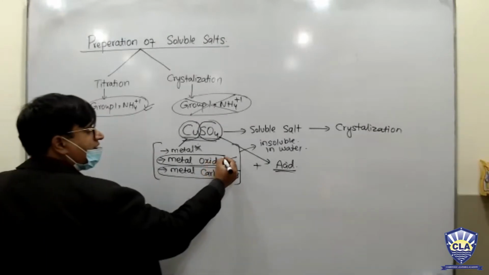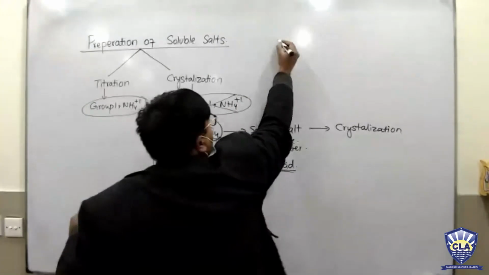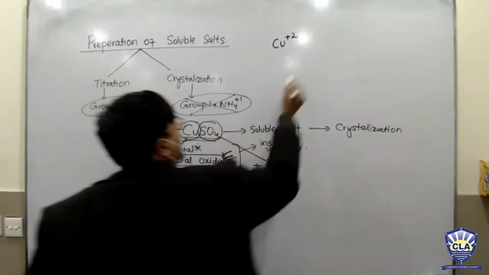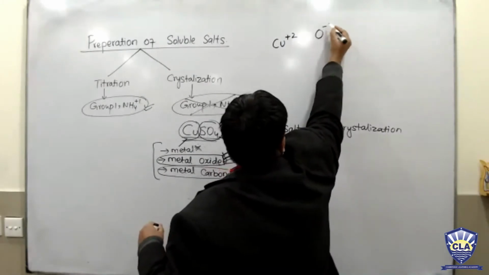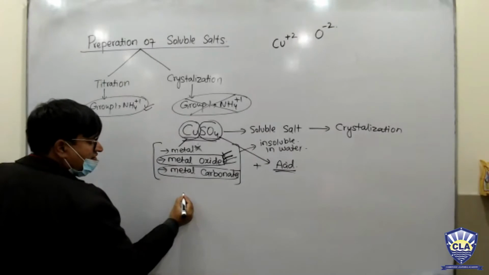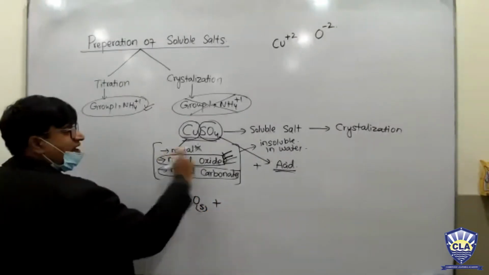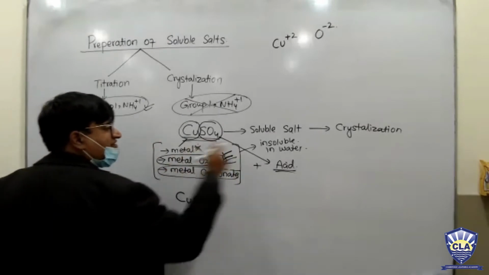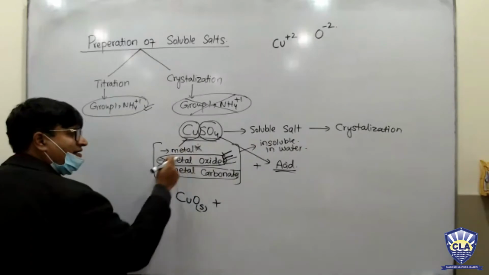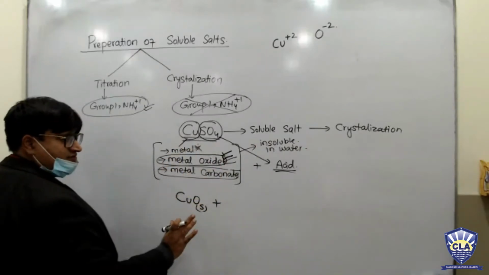So we are going to take this metal oxide, copper oxide, with copper having the valency +2 and oxide O being -2. So what would be the formula? CuO. This is the solid. Why? Because I have told you all these things, they are insoluble in water, so they are always solid. Metal, metal oxide, metal carbonate, they are always solid, they are not aqueous.